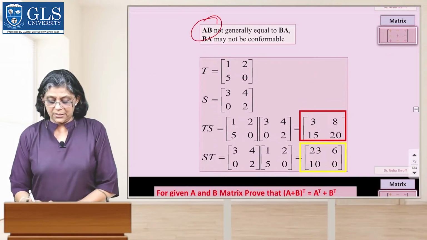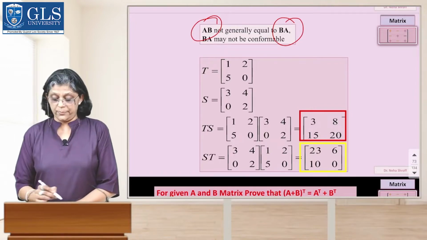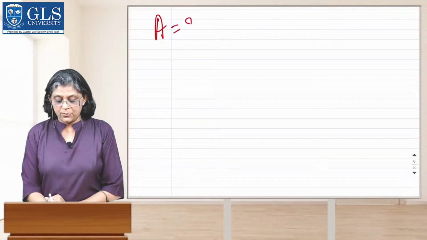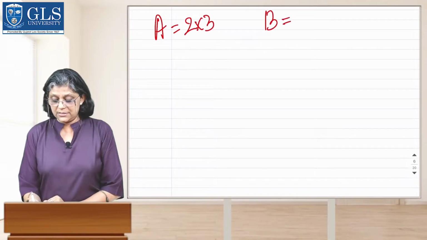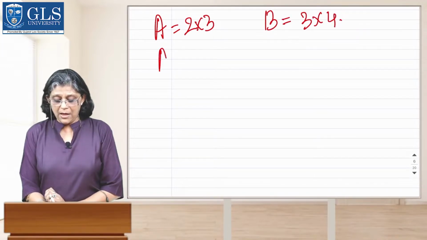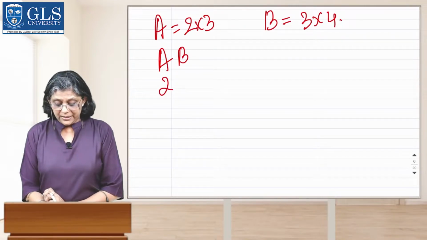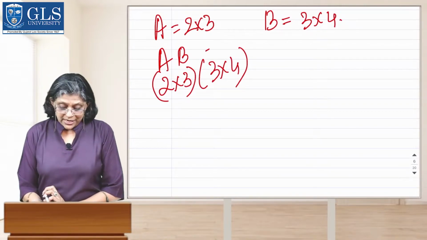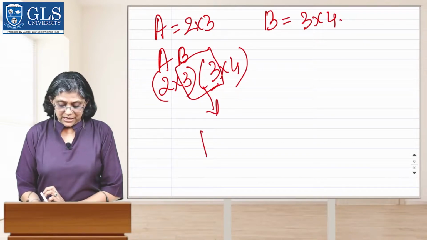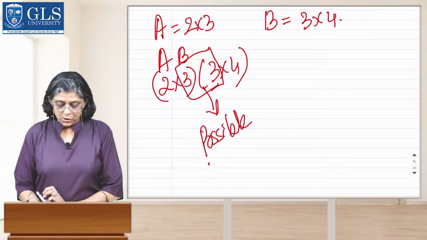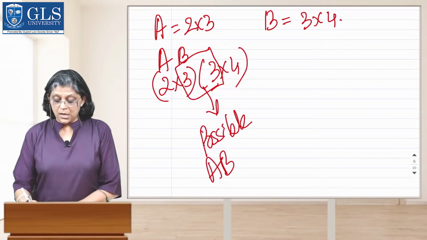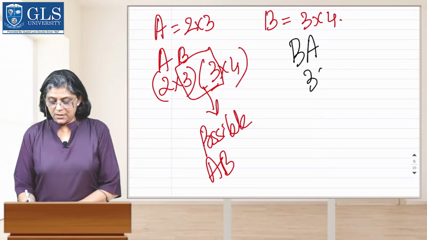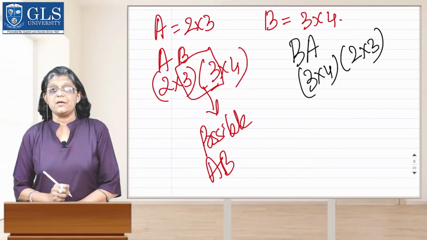What we notice here is A into B and B into A. So let me show you with another example: if I have A is 2 cross 3 and B is 3 cross 4, I want to multiply AB. So AB multiply karna hai, then 2 cross 3 into 3 cross 4. Let me check. I write down if this is same. I write down it is possible. So AB is possible. Now what we have for B into A, that means B is 3 cross 4 into 2 cross 3.